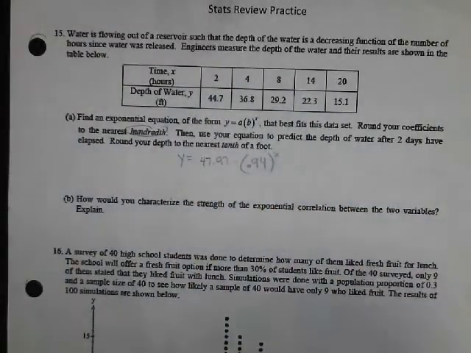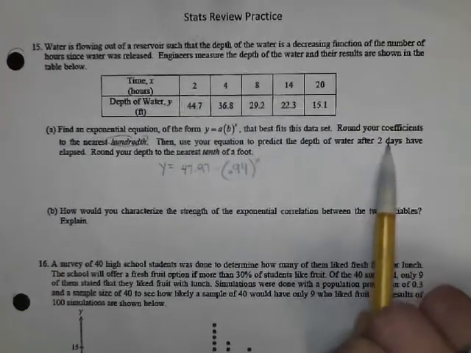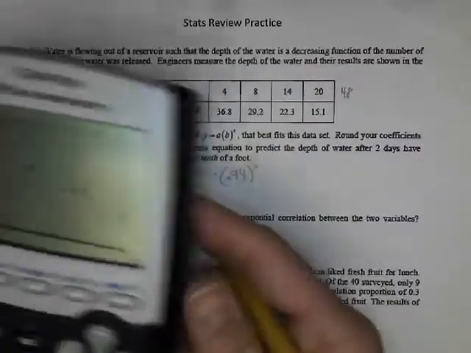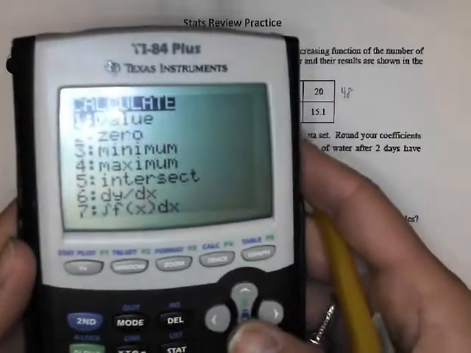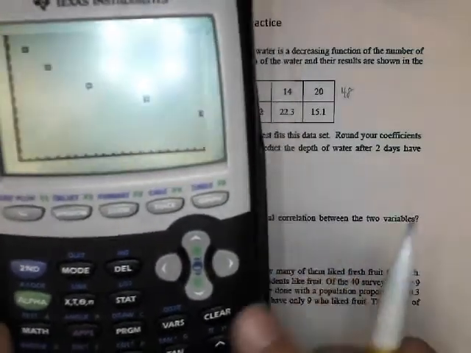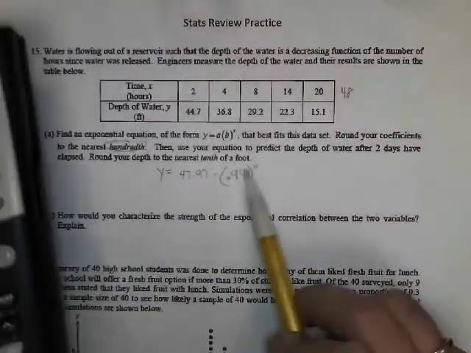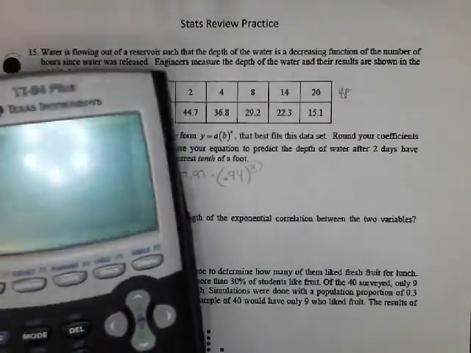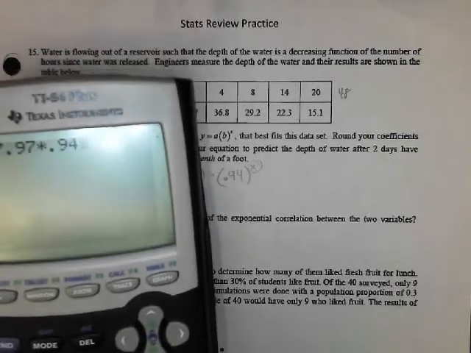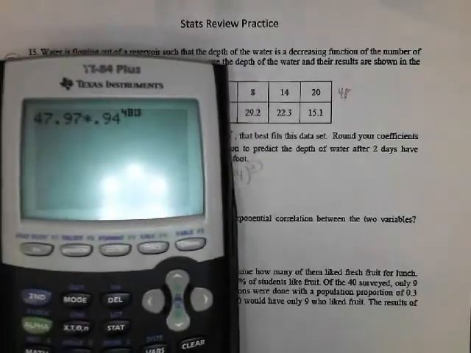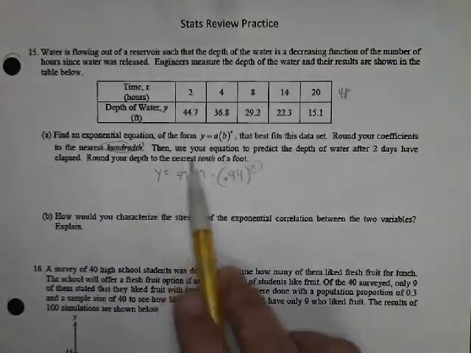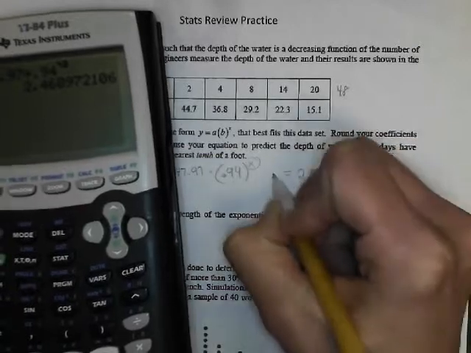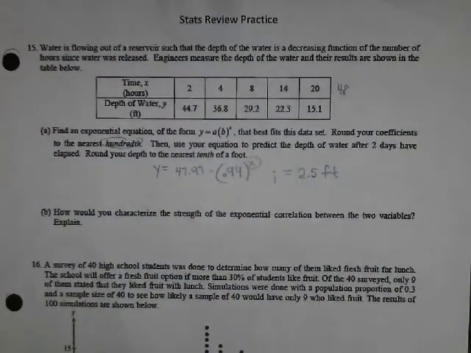And then it wants us to use our equation to predict the depth of water after 2 days. 2 days would be 48 hours. So we're going to use this to predict, second trace, value at an x. Oops, just kidding. I don't have the equation in there. I just need to plug in 48. 47.97 times 0.94 to the 48th power. There's our 2 days. So round your depth to the nearest tenth of a foot. 2.5 feet would be the second part of your answer.